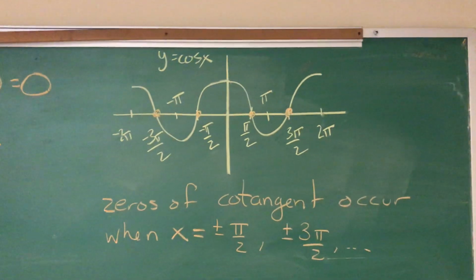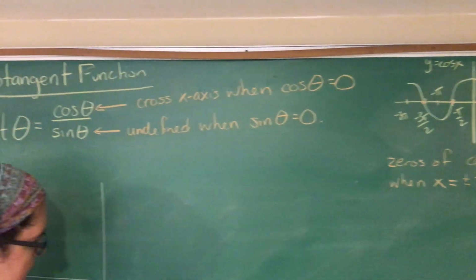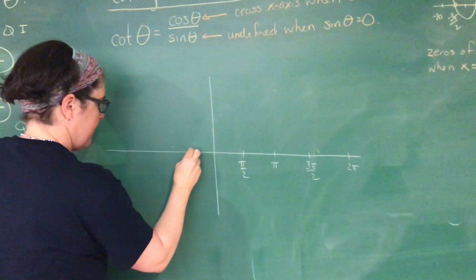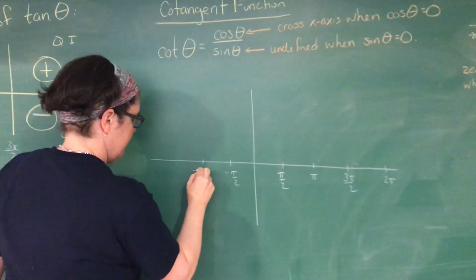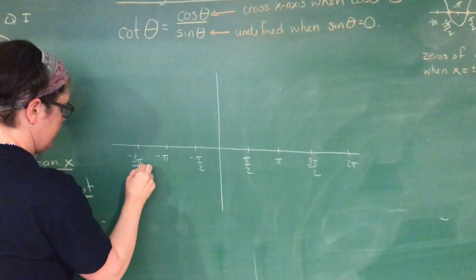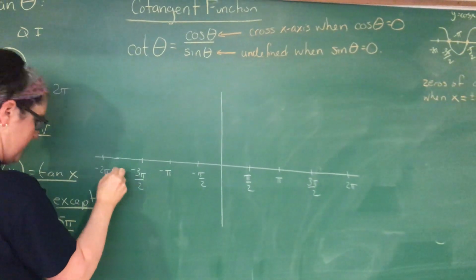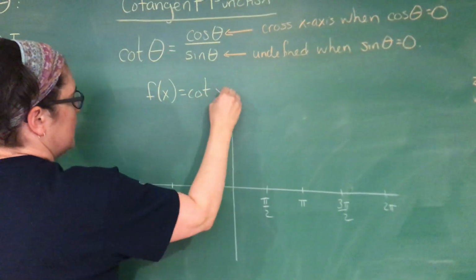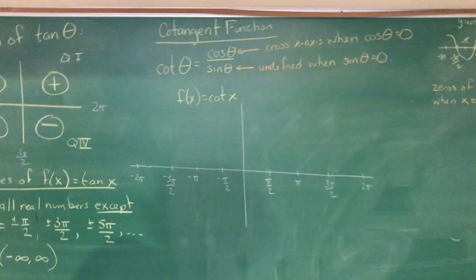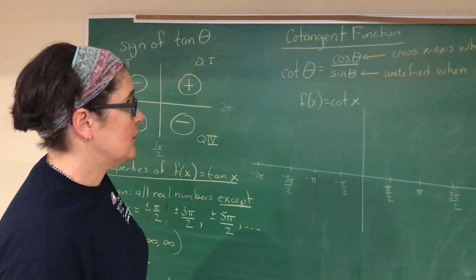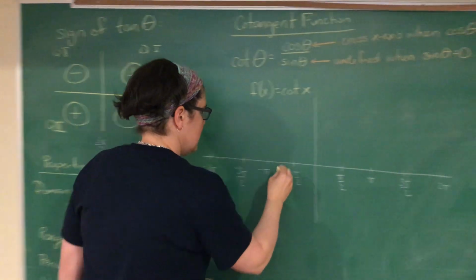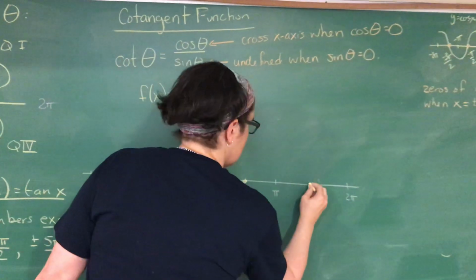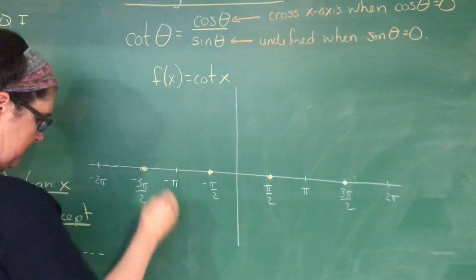Okay, so I'll mark the important values on the x-axis. And this will be our graph of f of x equals cotangent of x. Cotangent will cross the x-axis when cosine is 0. So that's when our input is positive and negative pi over 2 and plus or minus 3 pi over 2. Okay?